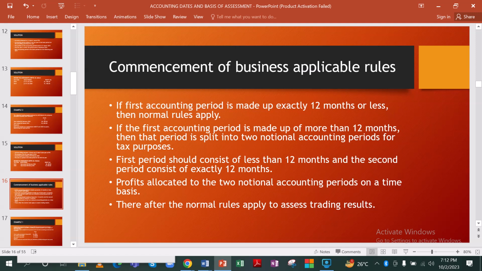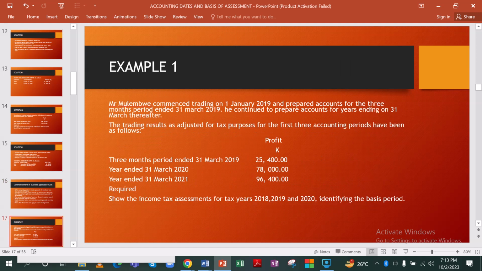Then once you have done that, thereafter the normal rules apply to assess trading results. So that's what you should know. Let's look again at an example and see how these rules are applied. In this particular case, I have Mr. Mulembwe, who commenced trading on 1st January 2019.